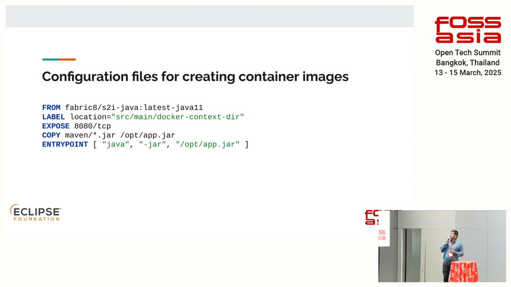Here is an example of this configuration file that's required by these tools. I'll just give you a brief overview. You can see that there are certain keywords for specifying various aspects, like how to provide the base system, what ports to expose, what files to copy, and how to start it. Very basic stuff. This may look very simple at the moment, but this is for a very simple application. As the application grows in size, these files can get really complex.